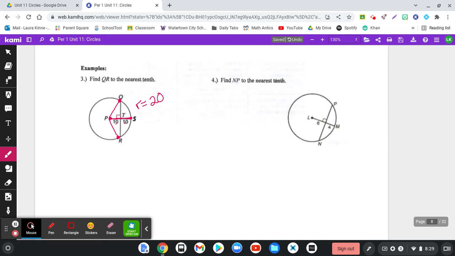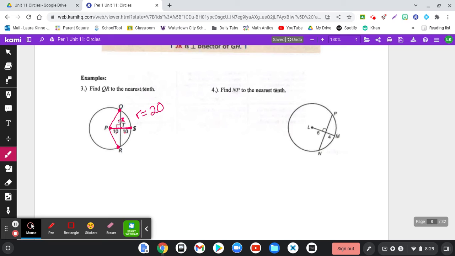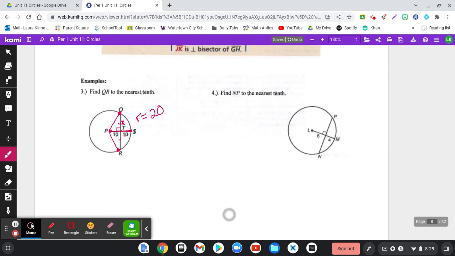So if I'm looking for QR, I'm going to split it up into 2. I'm going to put an X there because I know whatever that is, this is going to be as well. I know that this part of my right triangle is 10. We're looking for this part. And the radius we just said was 20, no matter where you draw it from.